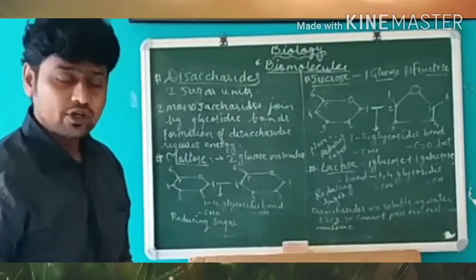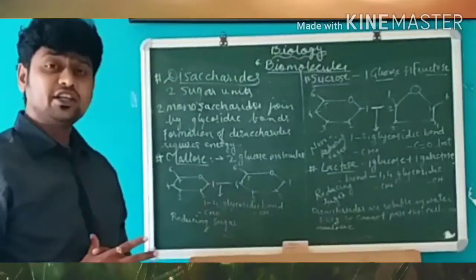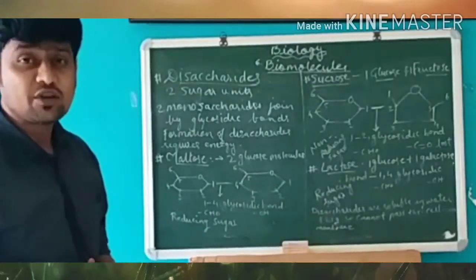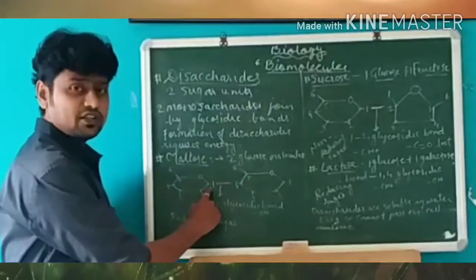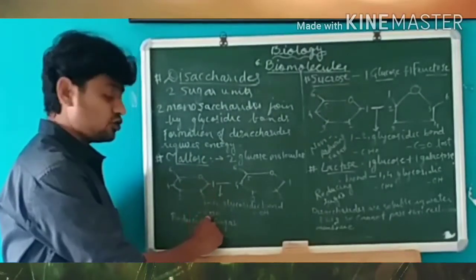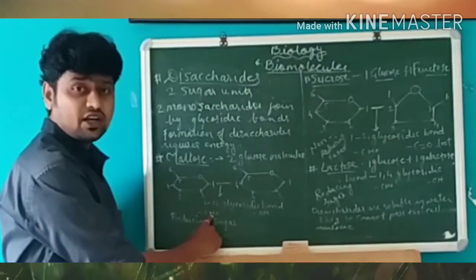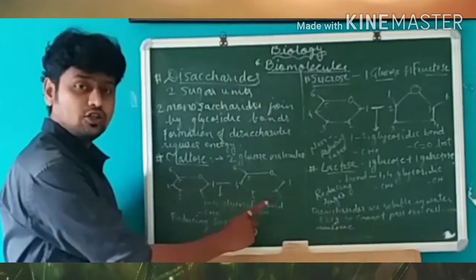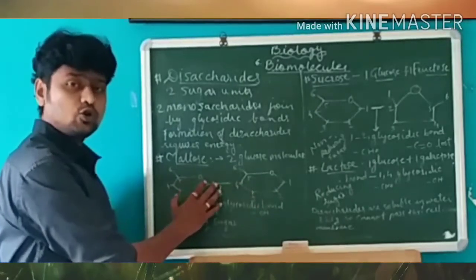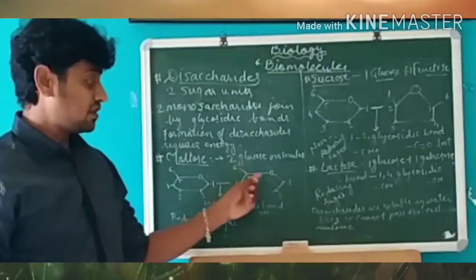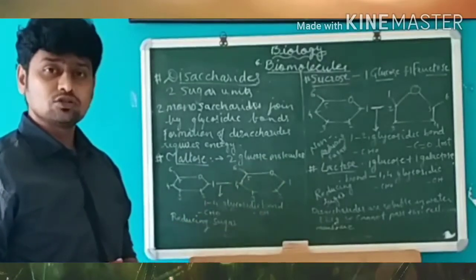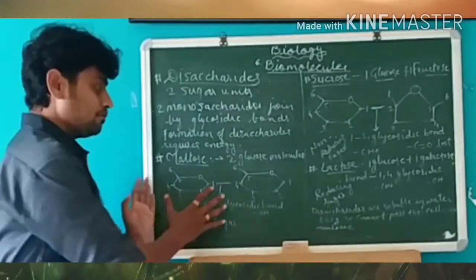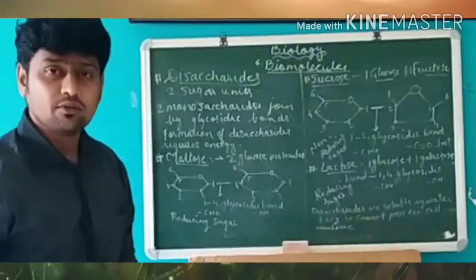Now we have studied the structure of glucose previously. The functional group is attached to the first carbon, the terminal carbon. So when this first carbon forms a bond, the functional group CHO, that is the aldehyde group, is lost, and the fourth carbon loses its OH group. But the functional group of the second glucose remains free. In the second glucose there is one free functional group, and that is why maltose is a reducing sugar.